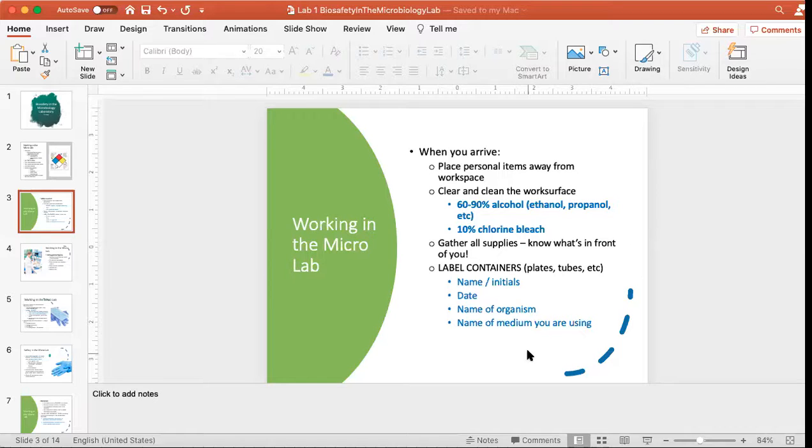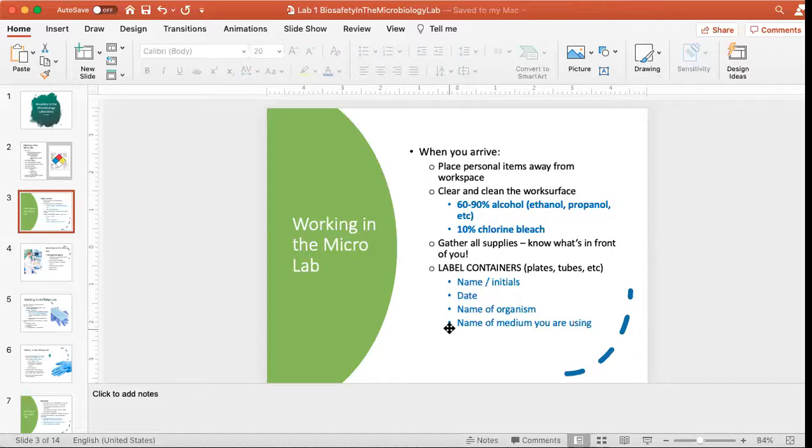So your name or initials belong on it. The date that you made it belongs on it. The name of the organism that's in that container belongs on it. And what the material is in the container. So let's say you're going to make a culture on a petri dish. You're going to smear some bacterial cells on that dish, and you're going to put the dish in the incubator and let them grow. That dish has a semi-solid, almost like a jello material in it called agar.